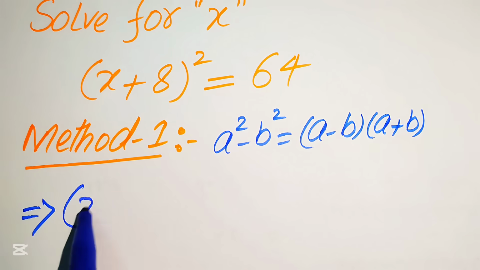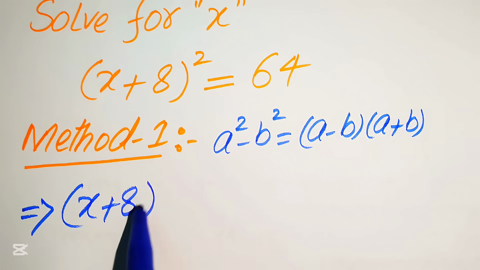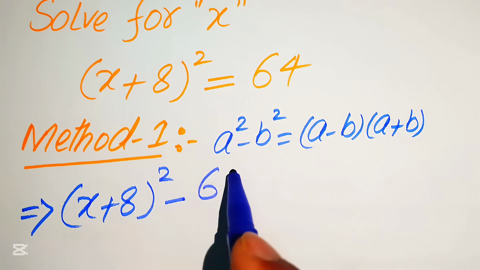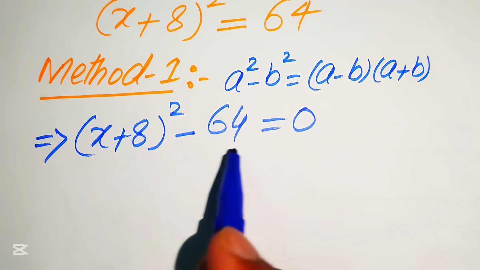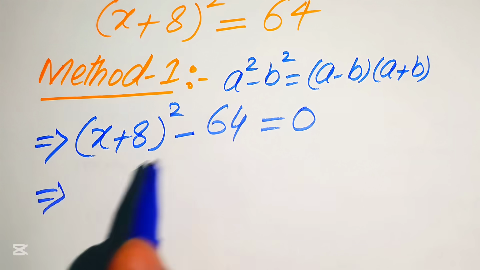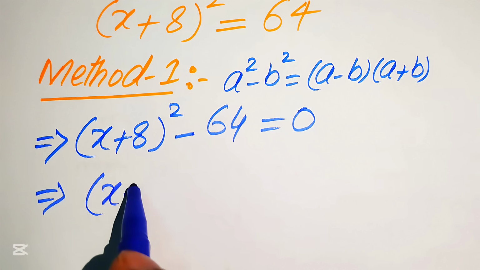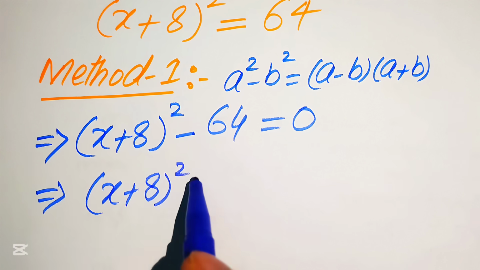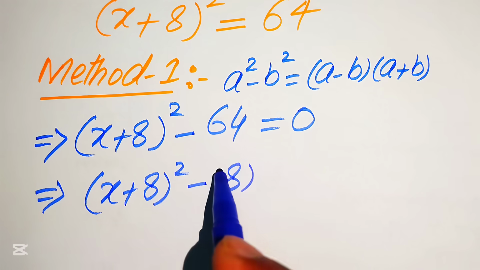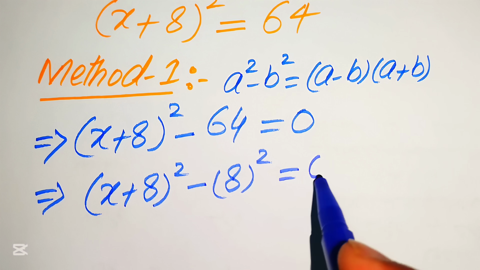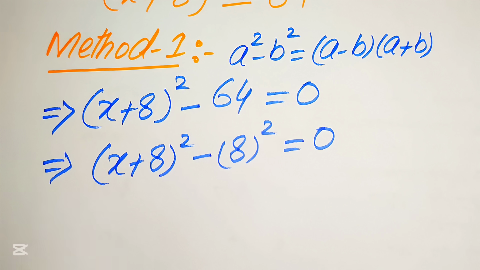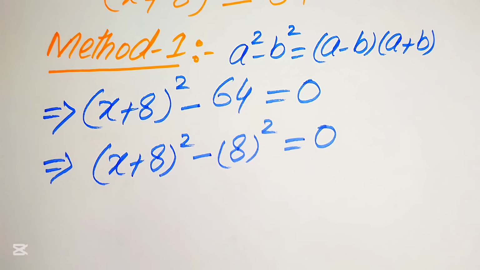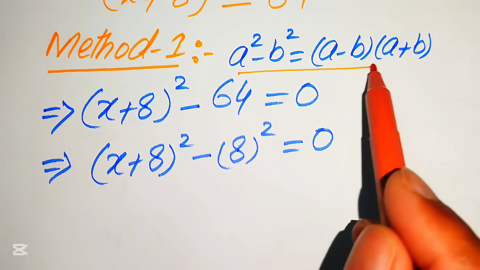and it will be written as (x + 8) whole square minus 64 equals 0. Now we need to focus on the 64. We can rewrite this 64 as 8 square, and it equals 0. We know that 8 square is 64. And now in the next step we need to apply this nice formula.